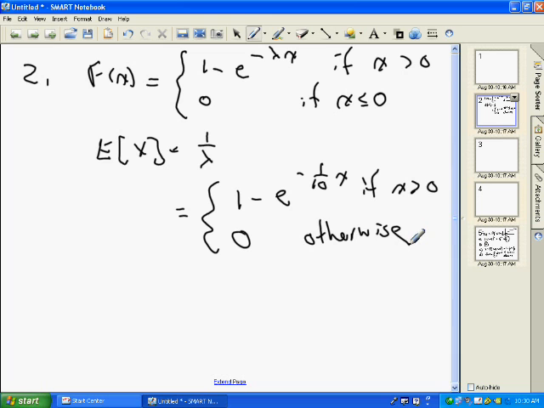Okay, this is not something you can figure out. You just have to have memorized it. Exponential is really important. The main reason is a lot of arrival processes have inter-arrival times that are exponential. So we'll be using that a lot.